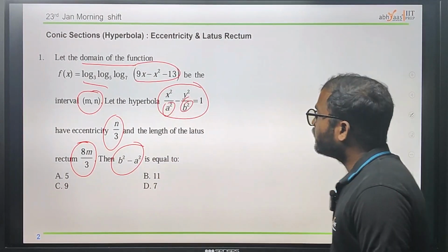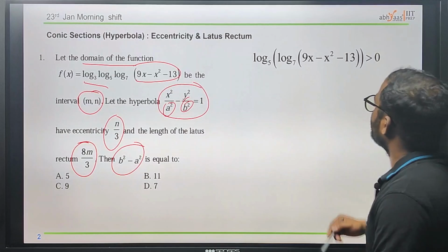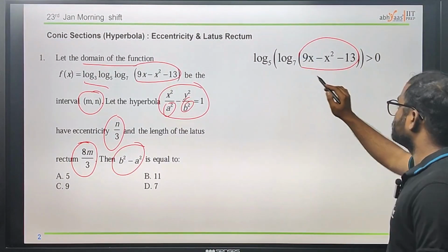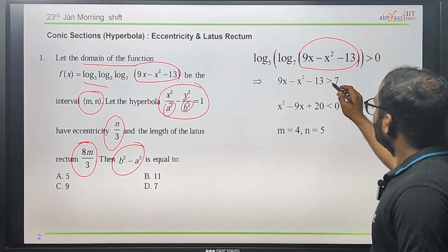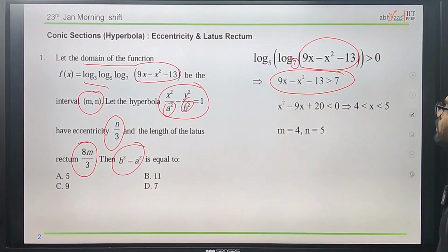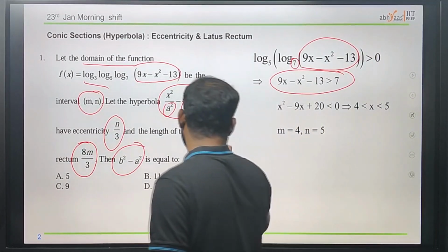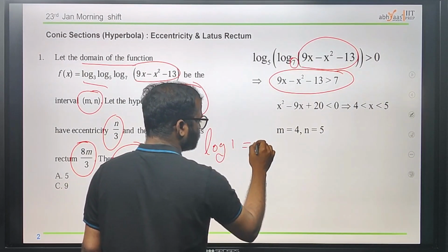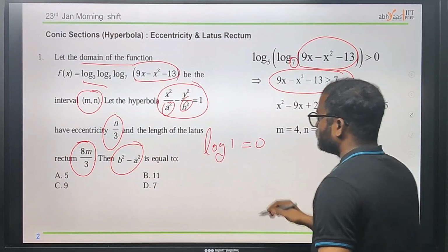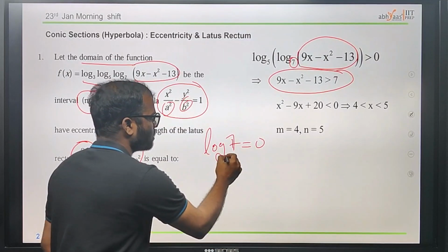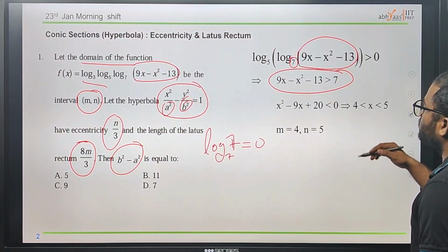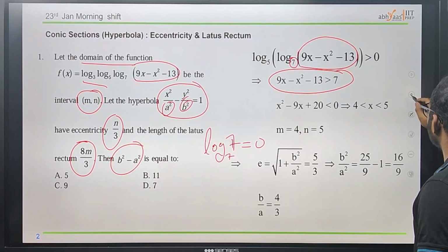First, let's find the domain of this function which we have been given. For logarithms, the argument has to be greater than 0. First we need to check for the 7. Since it is log base 7, it must be greater than 7. We know log 1 is equal to 0, and similarly log 7 base 7 will be 0. For that reason, it has to be greater than 7.